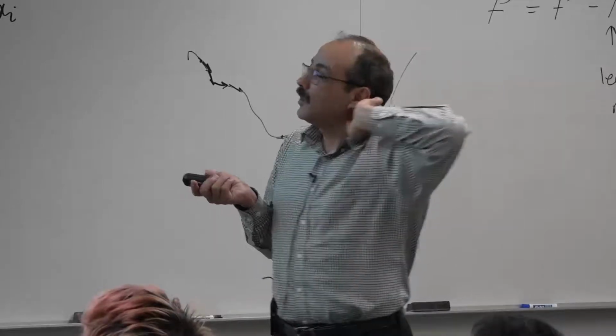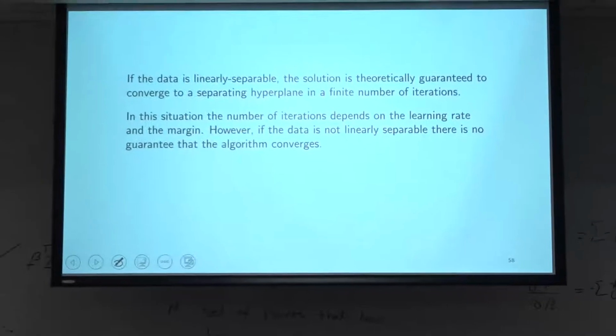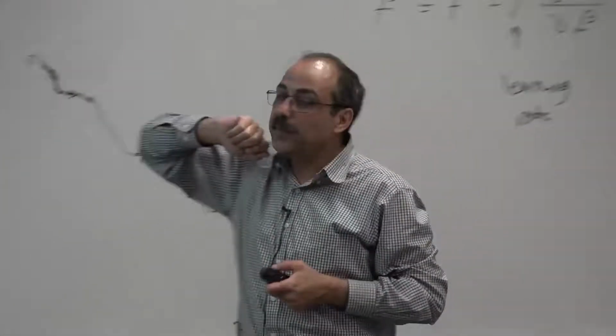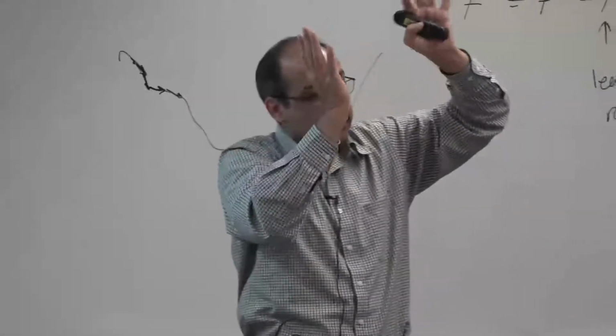Okay, there are some properties about perceptron. One is that if data is linearly separable, theoretically, it's guaranteed that the algorithm will converge to a separating hyperplane. Sometimes data is not linearly separable, and there is no line. If there is a line, then it will converge. But the number of iterations, the number of times that you need to go through this until it converges, depends on the gap between two sets.